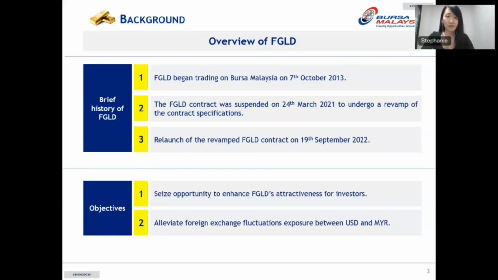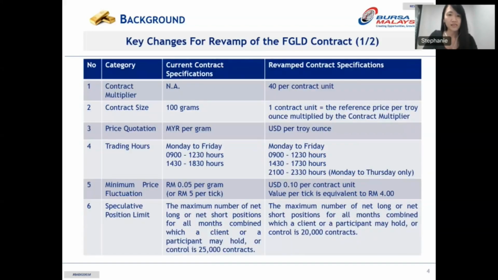So the purpose of this revamp is to seize the opportunity to enhance FGLD's attractiveness for investors and at the same time eliminate the foreign exchange fluctuations exposure between USD and Ringgit Malaysia. Let's take a look at the key changes made on the FGLD contract.